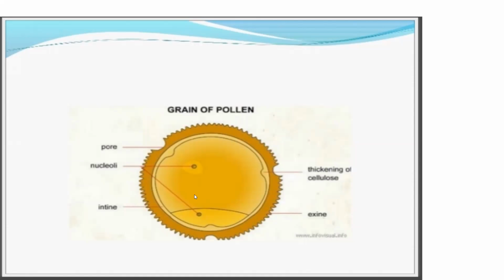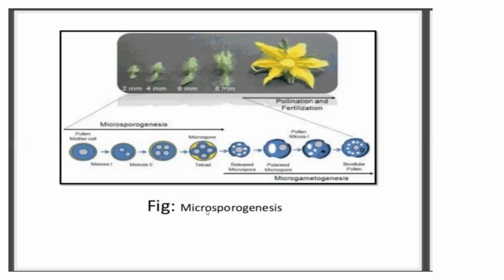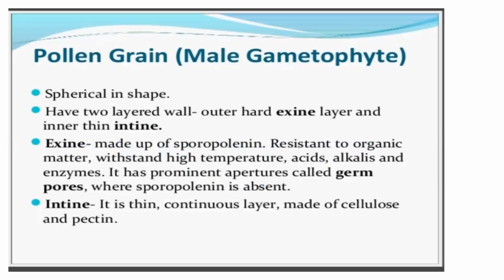And what is the microspore germination or microsporogenesis? This is completely spherical in shape, and has a 2-layer wall: the outer hard layer, exine, and the inner thin layer, intine. The exine is made up of sporopollenin, which is very important from the exine point of view. The pollen grain's outer layer is made up of sporopollenin, so it is resistant to organic matter and withstands high temperature, acids, alkalis, and enzymes.